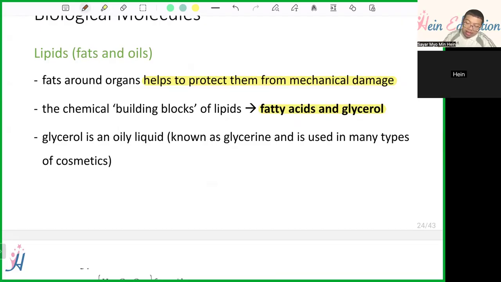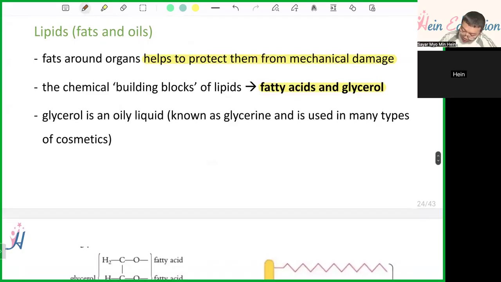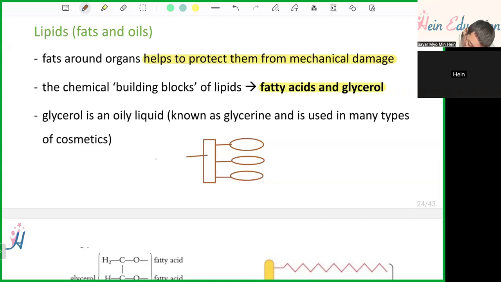So now let's look at the building blocks of lipids. We can see from the following slide as well, but I will also draw it here. So this would be one glycerol molecule with three fatty acids. Let's say I will draw something like that. So we get three fatty acids and one glycerol. This is glycerol, and these are fatty acids.